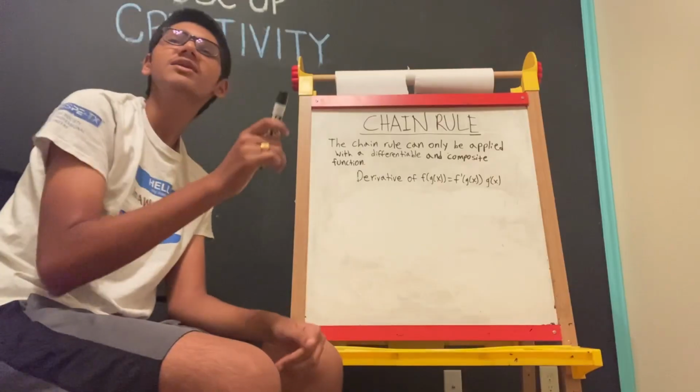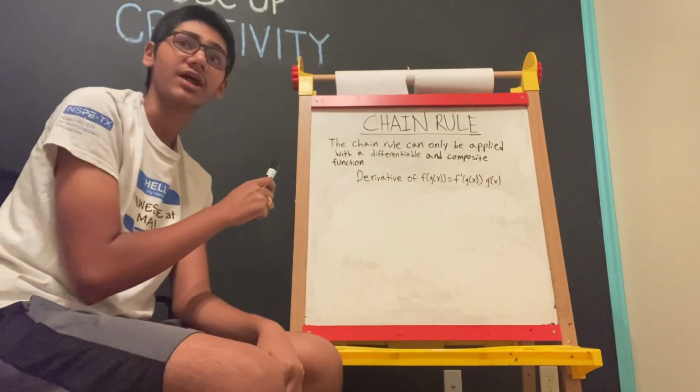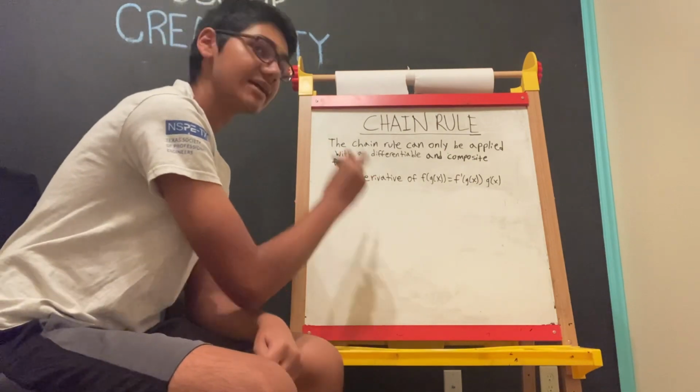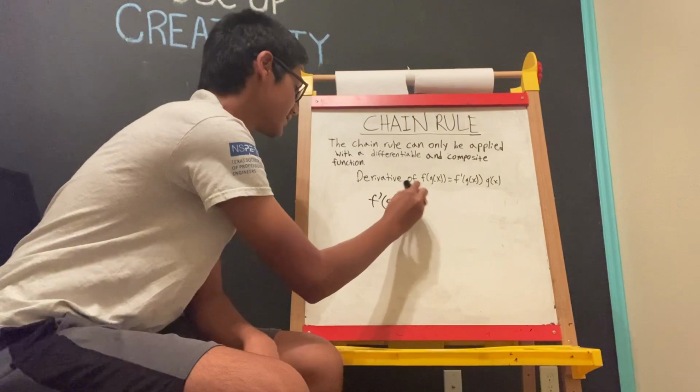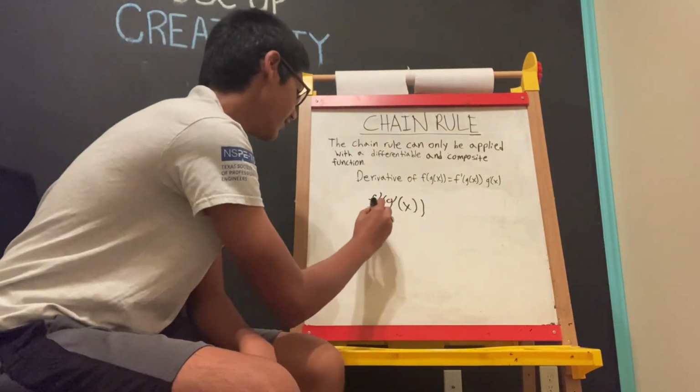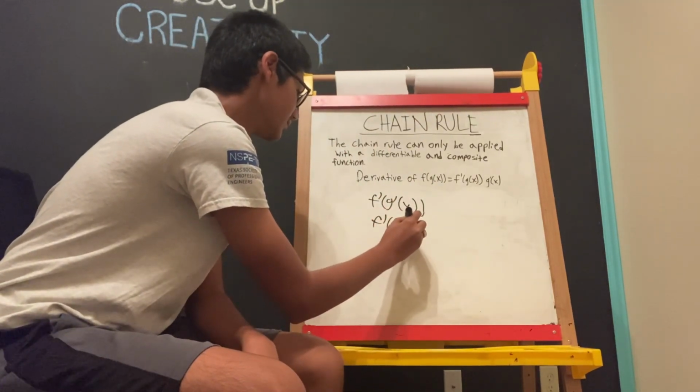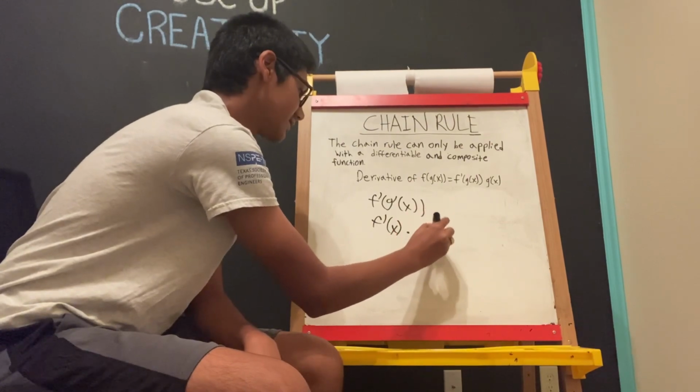Not really. Let me tell you a common misconception about the chain rule. Derivative of f of g of x is not f prime of g prime of x. And it is not f prime of x multiplied by g prime of x. Got it?